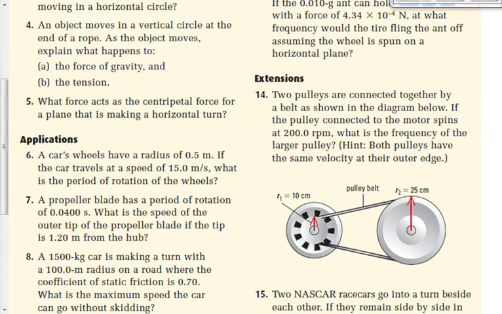Big T. We're going to say for this one, number 6, V is equal to 2 pi r over big T. And we're going to rearrange that to solve for big T. It becomes 2 pi r over V. We know what r is, 0.5 meters, and we know what V is. It's 15 meters per second. So 2 times pi times 0.5 divided by 15 should give me the period of time for one revolution. That make sense?